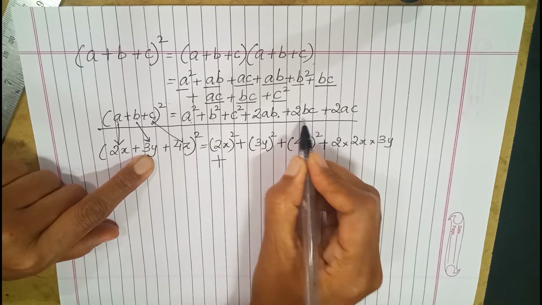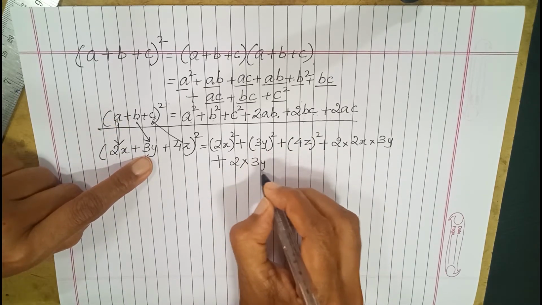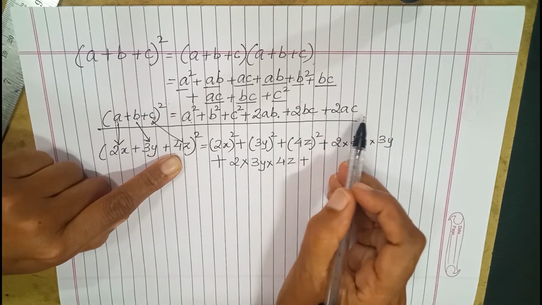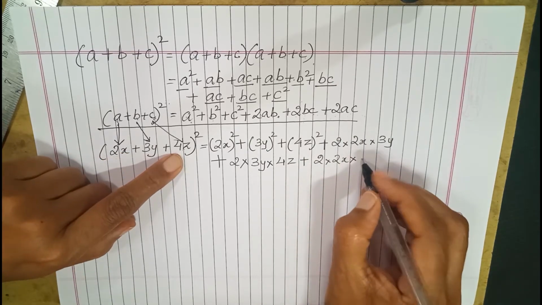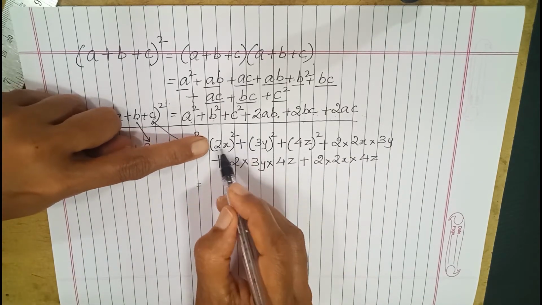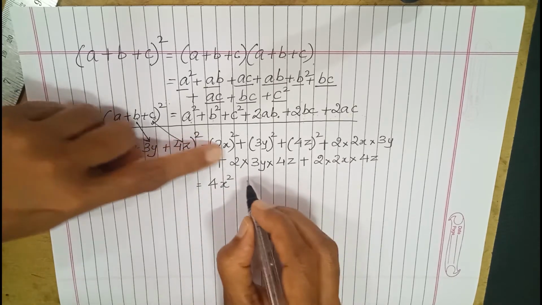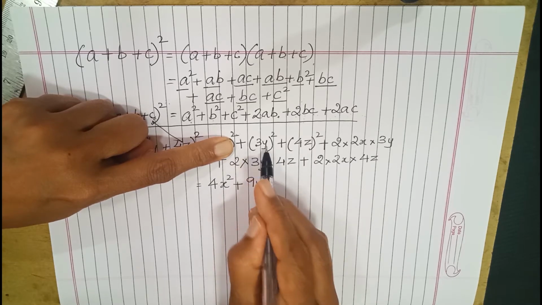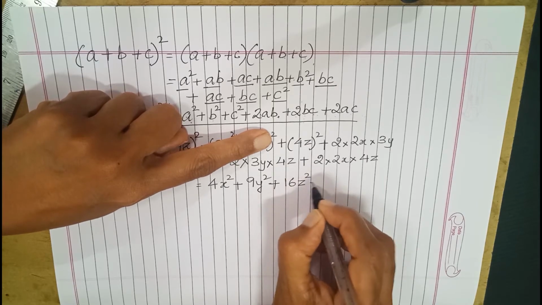Then let us go to the next term, 2bc. So 2 into b. What is b? 3y into c. C is 4z. Plus the last term is 2ac. So 2 into a. A is 2x into c is 4z. So let's open up now. (2x) square. This square is not only for x but also for 2. So 2 square is 4x square. Next, (3y) the whole square will be 3 square is 9, y is y square. Next, 4 square, 16z square plus.